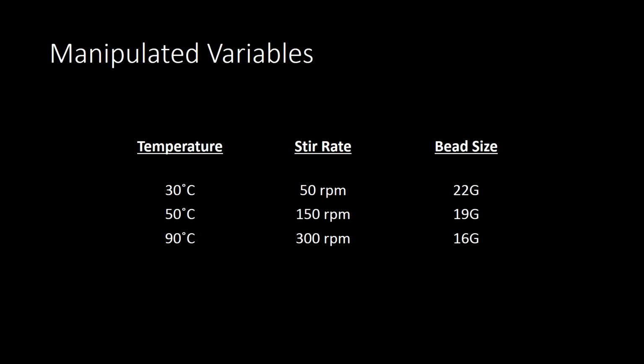The diffusion experiments were performed at varied temperature, stir rate, and bead size to observe the effect of each on dye release. It was predicted that the diffusion rate would increase with increasing temperature, increasing stir rate, and decreasing bead size.